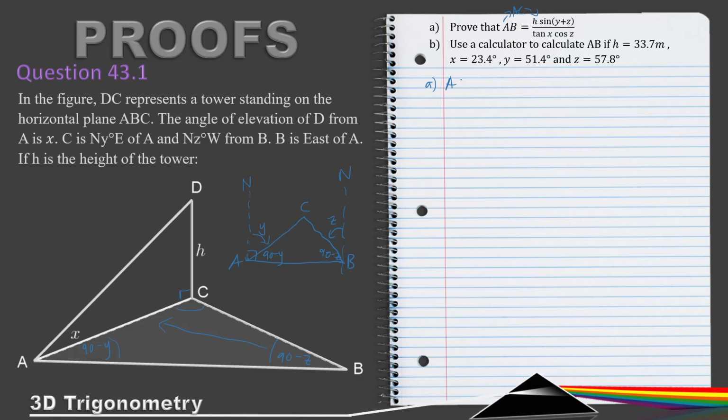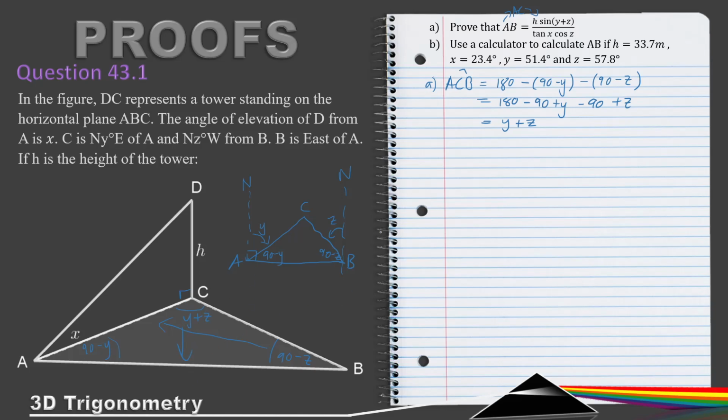We've got ACB is equal to 180 minus (90 minus y), and remember to put it in brackets obviously because it's the entire angle that's getting subtracted, minus (90 minus z). Okay, if we multiply those brackets out, we've got minus 90 plus y minus 90 plus z, and then 180 minus 90 minus 90 is 0, so we're just left with y plus z. Now this is y plus z, which means we've got that angle which we can use with that side.